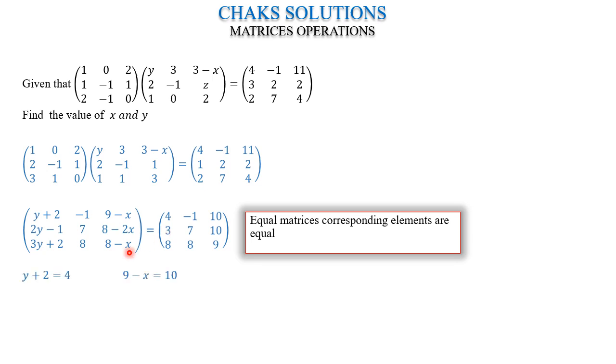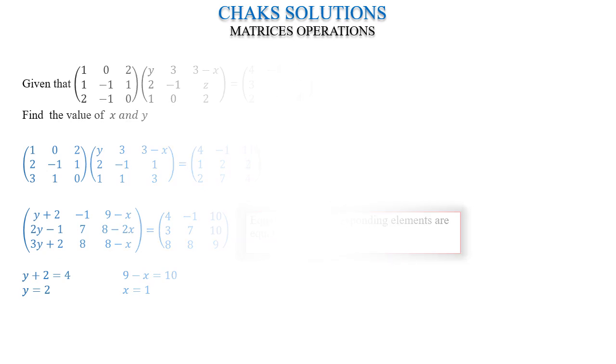Taking y plus 2, you can see y plus 2 is equal to 4. Then 9 minus x is equal to 10. Or you can take 8 minus 2x equal to 10, or 8 minus x equal to 9. We'll produce the same answers. You can see y is equal to 2 and x is equal to 1. This is how we do it. This was the requirement of this question.